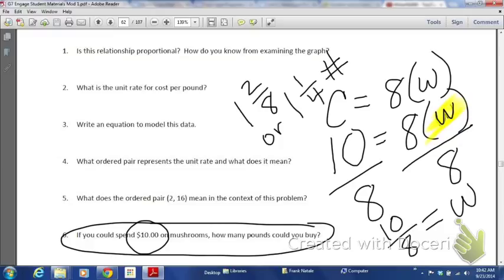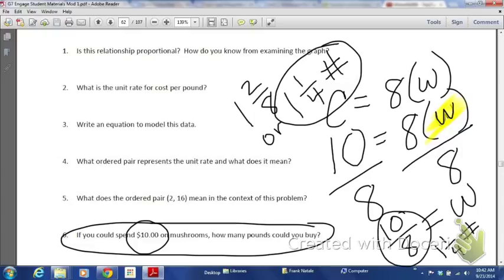Another way to abbreviate pound is with that pound sign. Okay, so 10 over 8 equals W. So W therefore is going to equal 1 1/4 pounds, which is the same as 10 over 8 pounds. Okay, so 1 1/4 pounds can be purchased with $10.